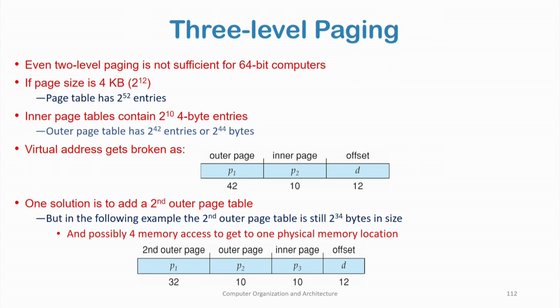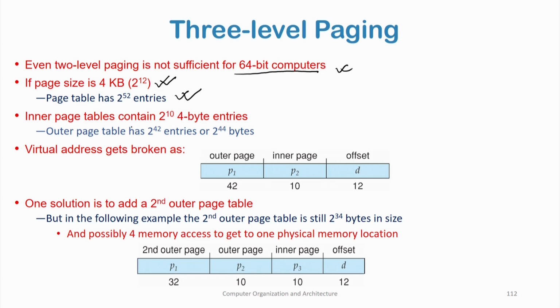Now, two level paging is not always sufficient. Even two level paging is not sufficient for 64-bit computers. So, what do we do, and why is that so? Let us say a page is of size 4 KB as we had previously. Then in a 64-bit computer the page table will have 2 to the power 52 entries. So, 2 to the power 64 divided by 2 to the power 12 equals 2 to the power 52. Therefore, the page table will now have 2 to the power 52 entries.